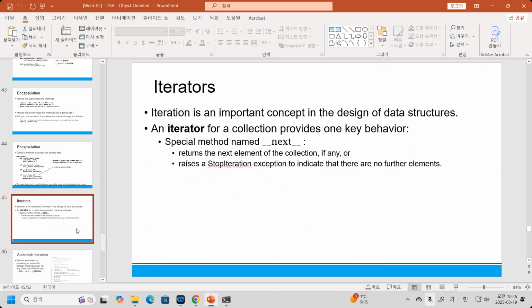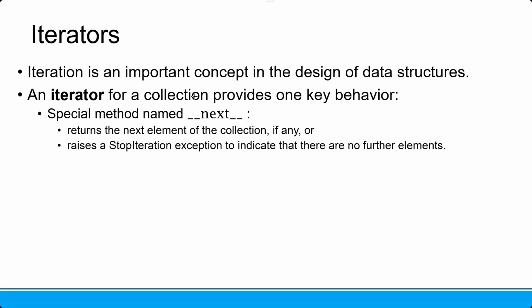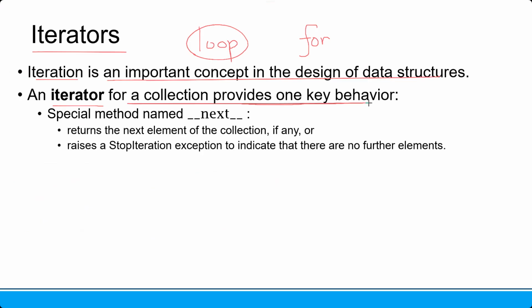Iterators. So iterators mean the same like loop. If you use for, you will do loop. But in the iterators, it will do step by step or one by one. So iteration is an important concept in the design of data structures. An iterator for a collection provides one key behavior. There will be a special method named __next__. So this refers to iteration. When you have this method, it returns the next element of the collection, if any, or raises a StopIteration exception.